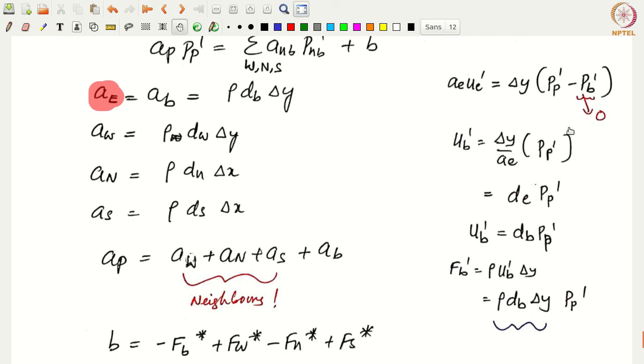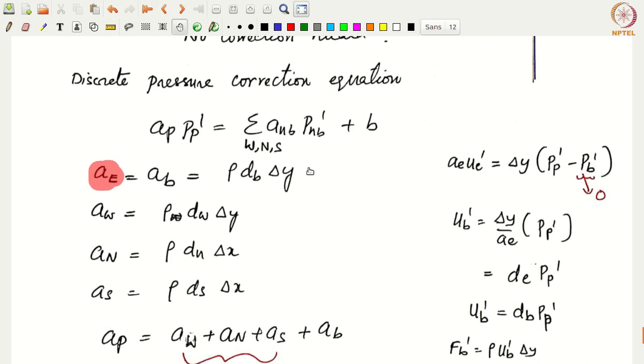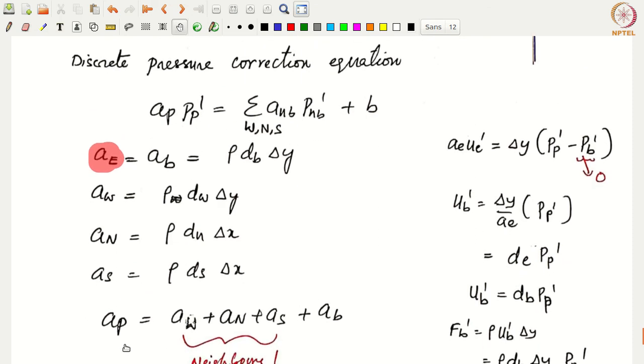So there will be a contribution going into the PP prime coefficient, that is AP, but not to A east. That means AP would again be the summation of A west, A north, A south and AB, but A east itself is 0. So we can say A east is 0, but the AB term will go into AP for pressure boundary conditions. You may need to derive this yourself once again.